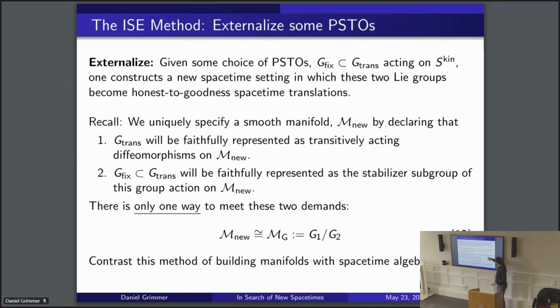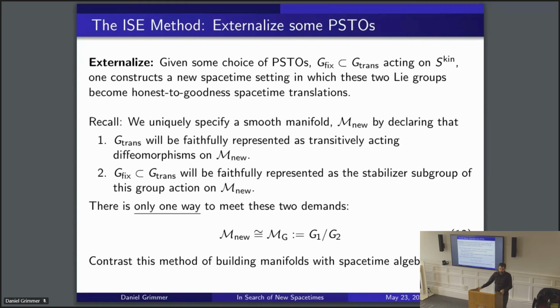We uniquely specify a smooth manifold by declaring that some Lie group action will be faithfully represented as transitively acting diffeomorphisms, and a subgroup of that will be faithfully represented as the stabilizer subgroup thereof. That uniquely picks out the quotient manifold as the space we're talking about. So given some pair of Lie group actions on the theory states, you make these demands and thereby uniquely construct a new spacetime setting for the theory. And contrast that with the method of building manifolds from spacetime algebraicism, which was the maximal ideals of rings.